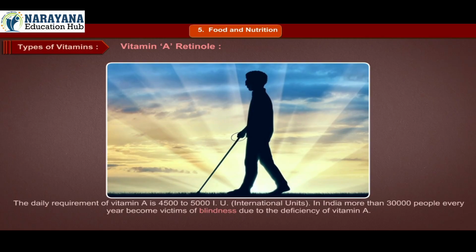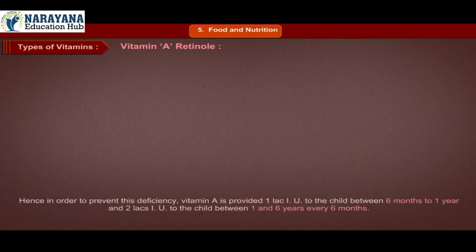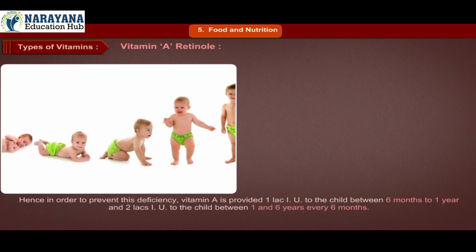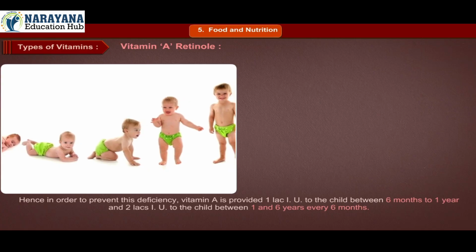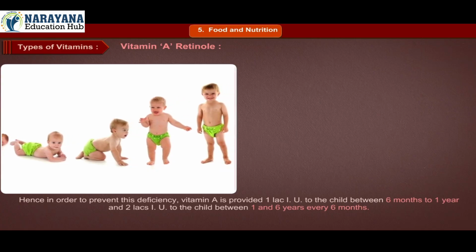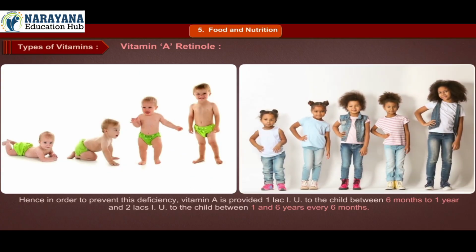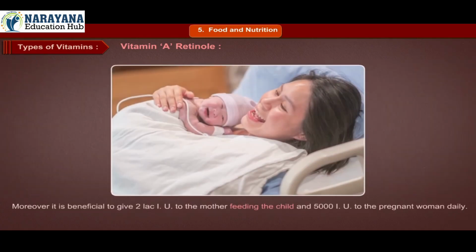In India, more than 30,000 people every year become victims of blindness due to the deficiency of vitamin A. Hence, in order to prevent this deficiency, vitamin A is provided 1 lakh IU to the child between 6 months to 1 year and 2 lakh IU to the child between 1 and 6 years every 6 months.